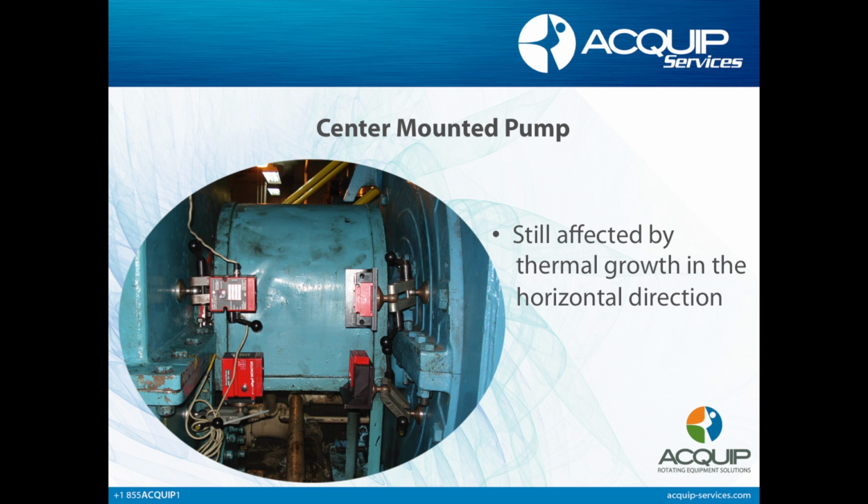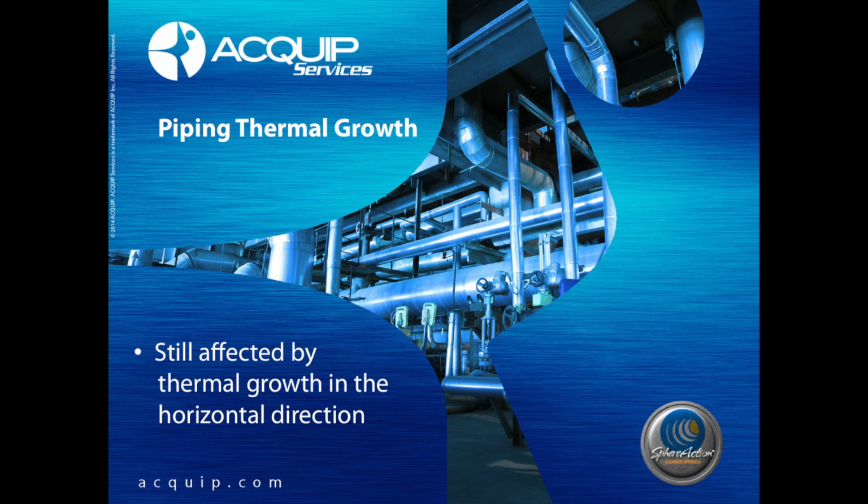A center-mounted pump is still affected by thermal growth. It'll still be affected in the horizontal direction, and it's still affected by angular thermal growth in the vertical direction. Thermal growth in the piping will push and pull on the pump and will push and pull on the turbine that will create alignment changes across the coupling. This can be considered either pure thermal growth or torsional movement, but it still all adds up to dynamic movement across the coupling.